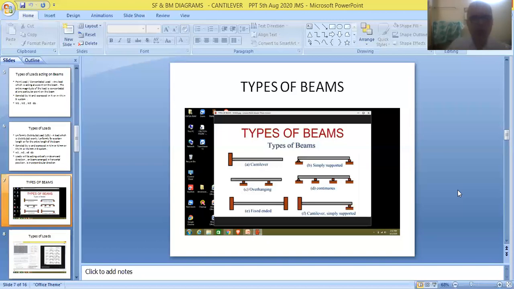Now here you can see the arrangement of a fixed beam. In this case, both the ends of the beam are kept in fixed position. Here, only one end is in fixed position. That's why it is called a cantilever. But here, both ends of the beam are kept in fixed position. Therefore, it is called a fixed beam.